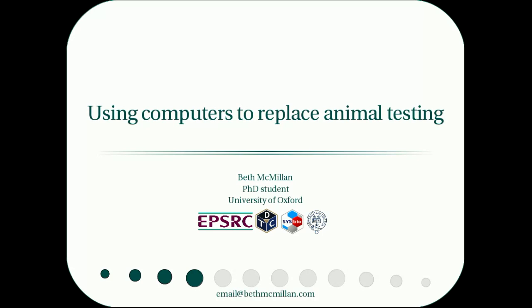I work in the Department of Computer Science at the University of Oxford, and my research involves using mathematical models of the human heart to test drugs. I'm going to start by telling you a little about the heart and how it can be modelled, and then I'm going to talk about what that means for drug testing.